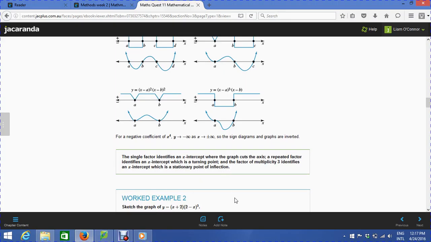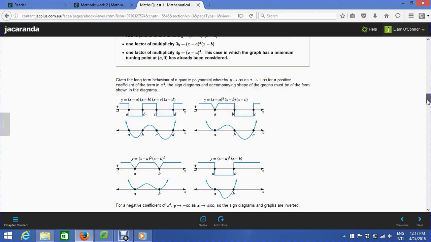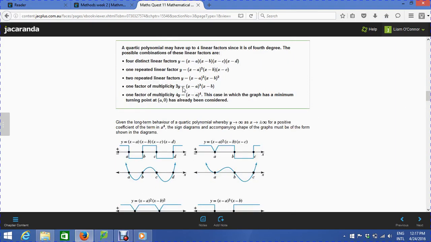And there's a little summary there. So the single factor identifies an x-intercept where the graph cuts the x-axis. A repeated factor identifies an x-intercept which has a turning point, and the factor of multiplicity 3 identifies an x-intercept which has a stationary point of inflection. So that's that point there that we're looking at, and it's for those examples there where it has a point of inflection, which they haven't really stated in that summary, but that's just what we're looking at.